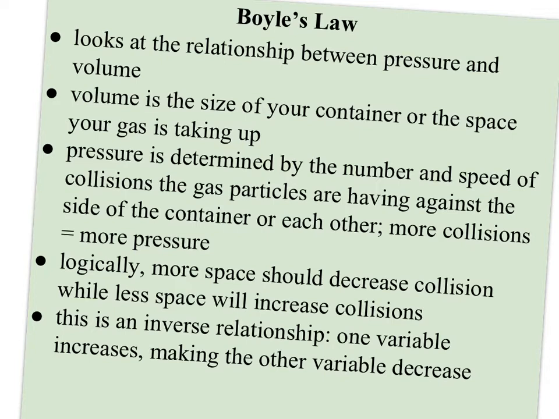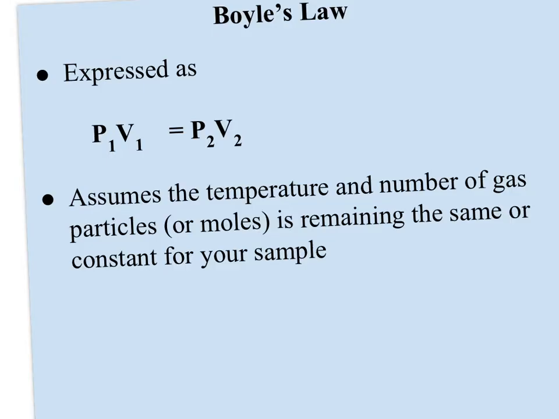So this is known as an inverse relationship. When one variable increases, the other variable will decrease. It's expressed as P1 times V1 equals P2 times V2. That means if you take your original pressure and volume and multiply them together, it has to give you the same number as your second pressure and volume. Mathematically, if P1 goes up, then V1 has to decrease in order to get that same product. It's also assuming the temperature and the number of moles remain the same. The other two variables are staying constant.